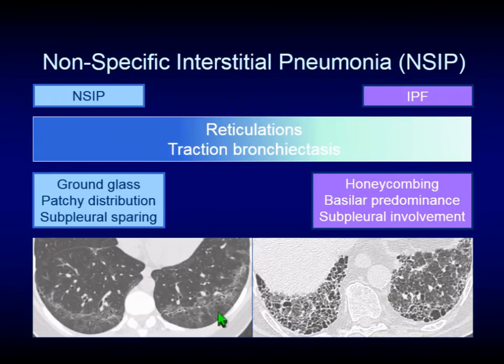And so here we can see some nice characteristic images. Again, ground glass admixed with reticulation, subpleural sparing in NSIP. Again, here we see reticulation, basilar predominance, subpleural involvement, and the characteristic honeycombing that we've come to expect with a UIP pattern.